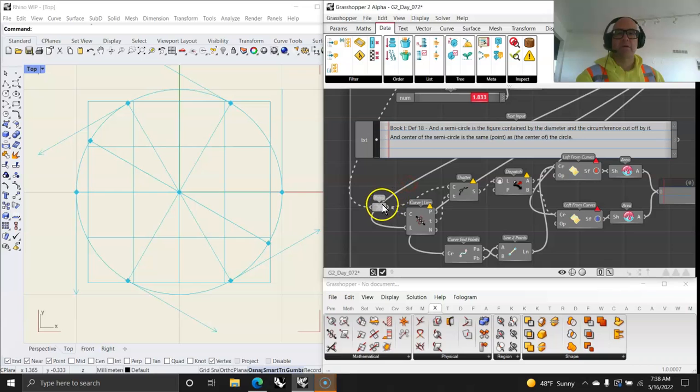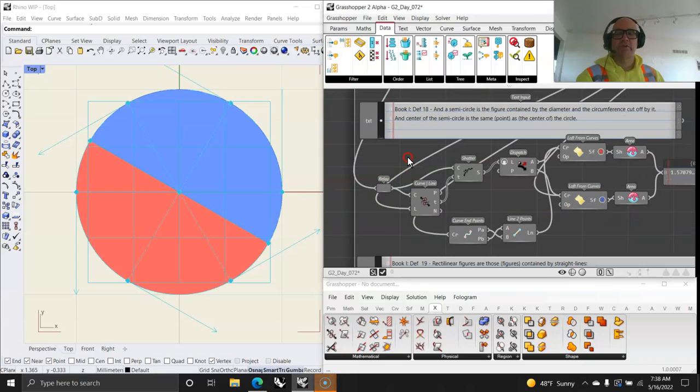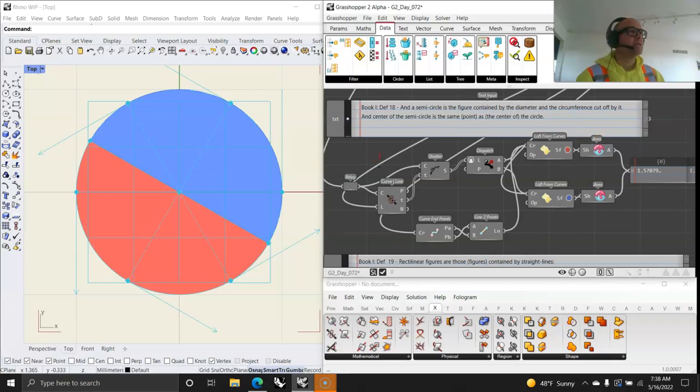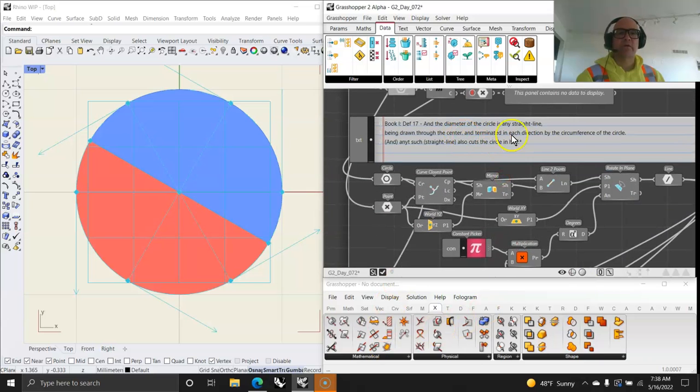So I was coming down here, and I think that's exactly what I did. Let's enable the circle. There it is. So 18 is actually: a semicircle is a figure contained by the diameter of a circle and the circumference cut off by it. And the center of the semicircle is the same point as the center of the circle. I think 17 was actually what I was supposed to write here.